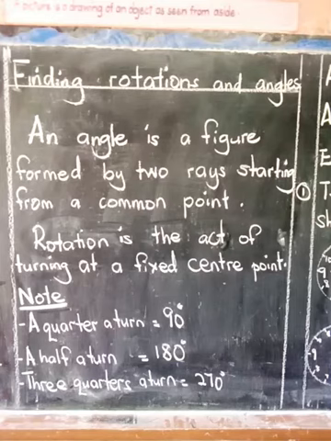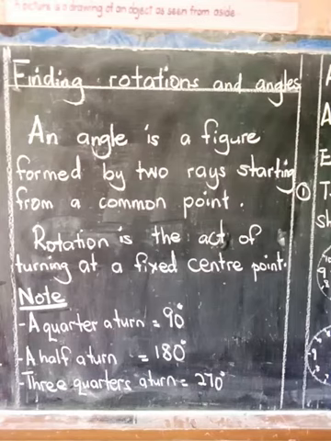Wherever you see your clock hand forming a quarter turn, that's when a shape is divided into 4 equal parts. 90 degrees will be formed. So a quarter turn is equal to 90 degrees. Then a half turn, that's when your clock face will be divided into 2 equal parts. A half turn is equal to 180 degrees. Then 3/4 of a turn is equal to 270 degrees.